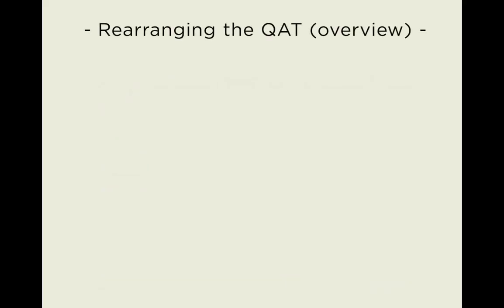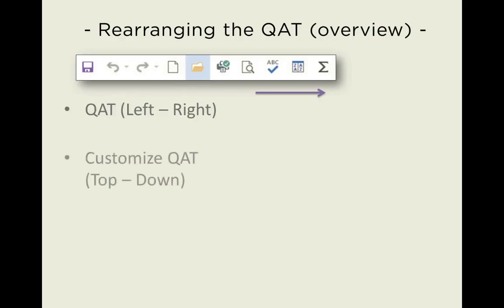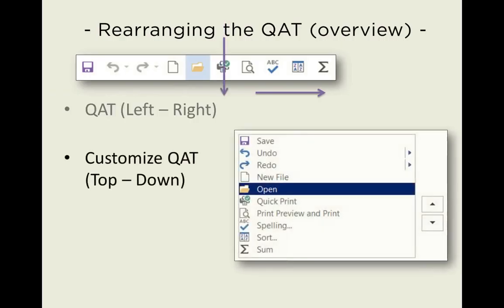We'll turn our attention now to rearranging the Quick Access Toolbar. Here is an image of a slightly modified Quick Access Toolbar. On the toolbar itself, the buttons are arranged from left to right. When we get to the Excel Options Quick Access Toolbar dialog box, you will see these same buttons are arranged from top to bottom.